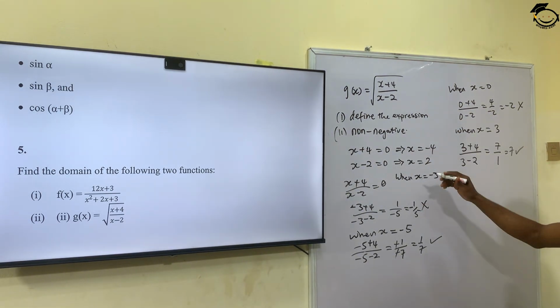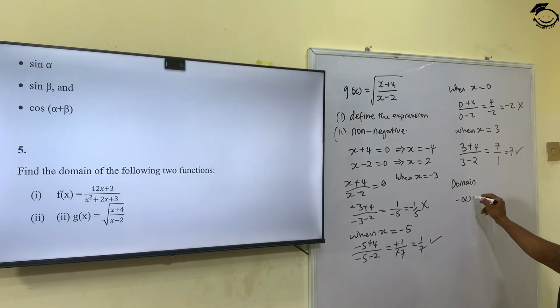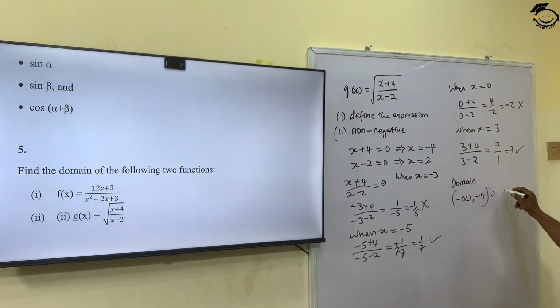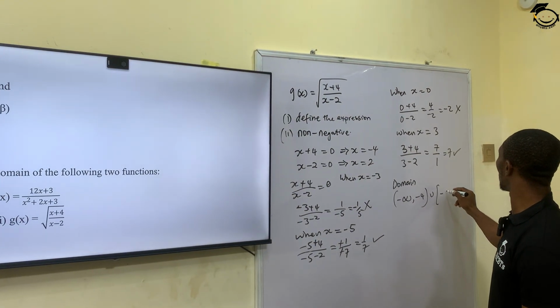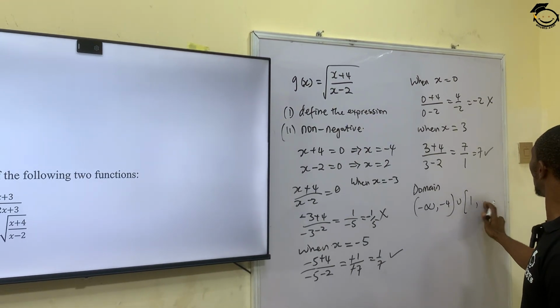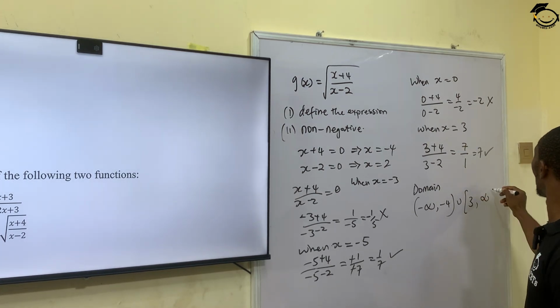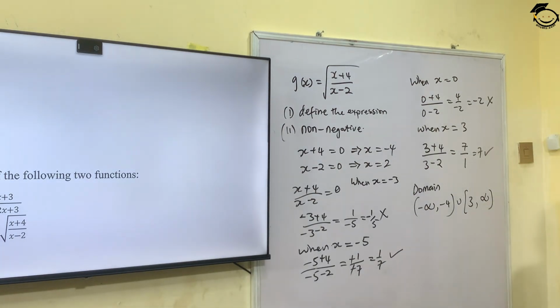So we can say that our domain ranges from negative infinity to minus 4, and from 2 to infinity. So this covers our domain.